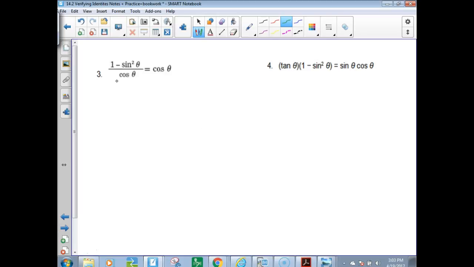Left side for sure on this one. What can I replace? Uh-oh, wait, 1 minus sine squared. Is that something we know? This is a fast one. All right, cosine squared theta over cosine theta. This is a two-stepper. Just show me that you know you cancel out the bottom cosine with one of the top, and then you can say cosine theta equals cosine theta.